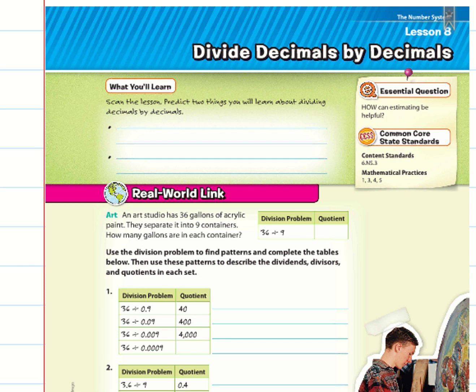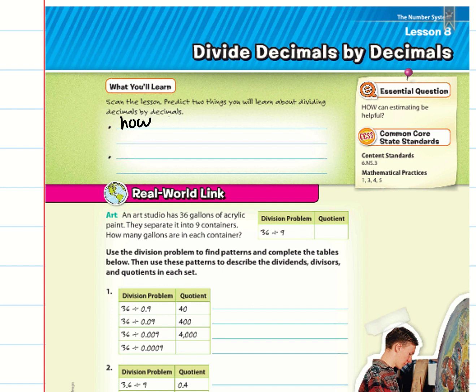Hello everyone, welcome to Chapter 3, Lesson 8, and we're dividing decimals by decimals. So after scanning the lessons, we're going to predict two things. I know one thing for sure. We're going to learn how... let's change that color.